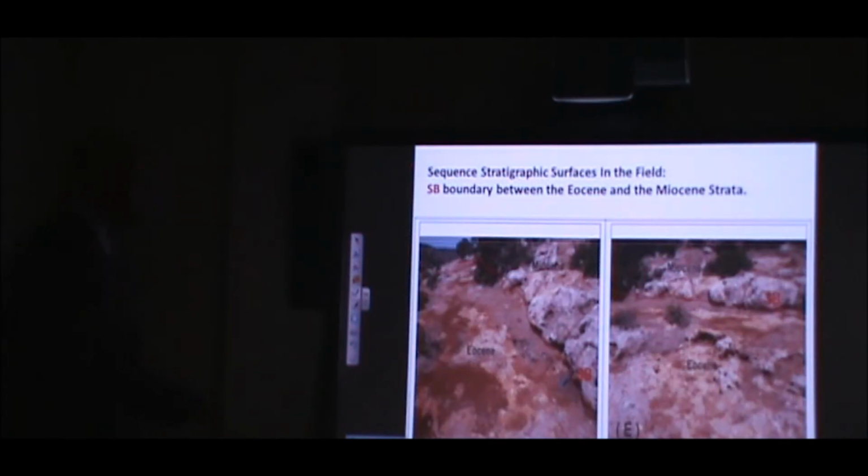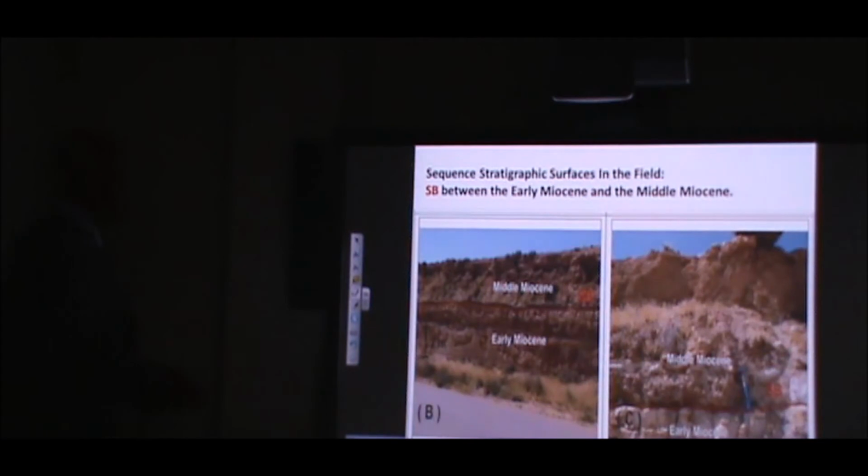So these are the field photos for the sequence boundary between the Eocene and the Miocene, the red solid line. And here the sequence boundary between the early Miocene and the middle Miocene, which is between the old second order supersequence and the young second order supersequence. And here we have oolitic grainstones, here's the sequence boundary, and this is a close view, we have the bioturbation, and then above it the oyster beds.